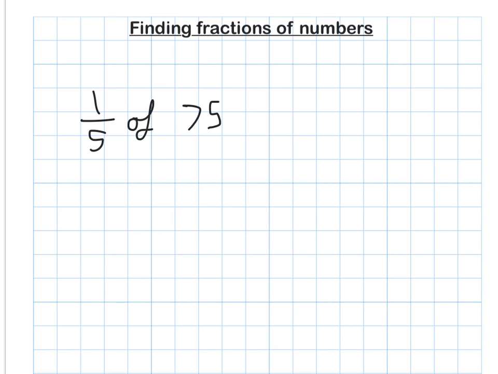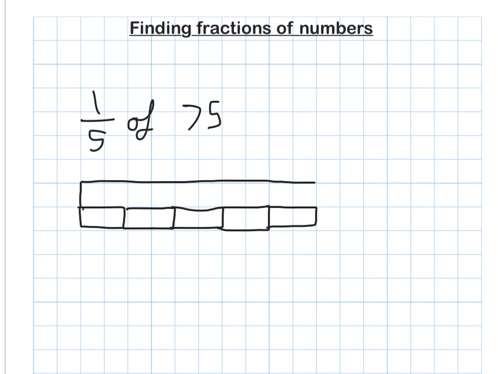Now a fifth means that we've divided our whole amount, which is 75, into 5 equal pieces. We know that because there's a 5 as our denominator. So I'm going to draw those 5 equal pieces first. There's 1, 2, 3, 4, 5 equal pieces, and they have come from our whole 75.